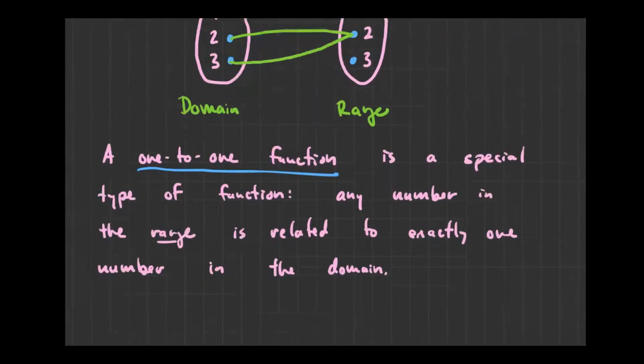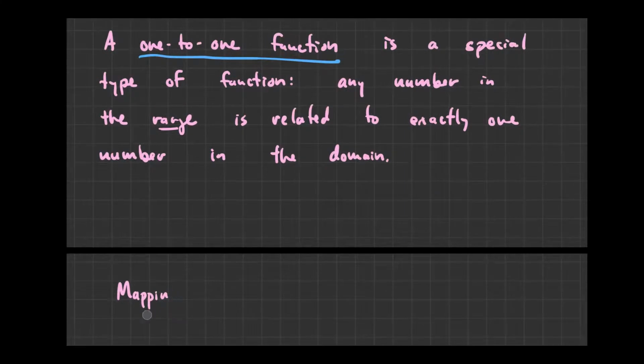Okay, so let's take a look at an example. I keep having to erase that. I'm not going to do that anymore. Okay, so each number in the range has to be mapped to exactly one in the domain. Let's take a look at an example like that. Here's a nice little mapping for us.